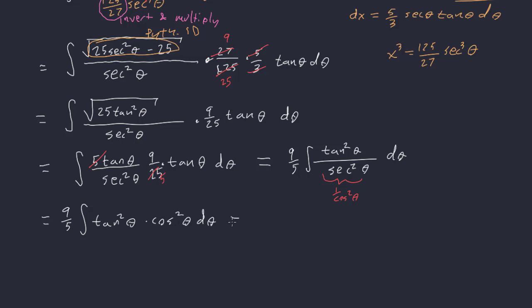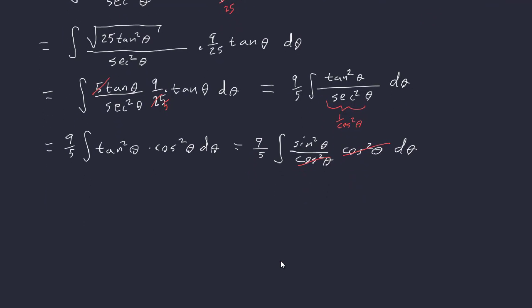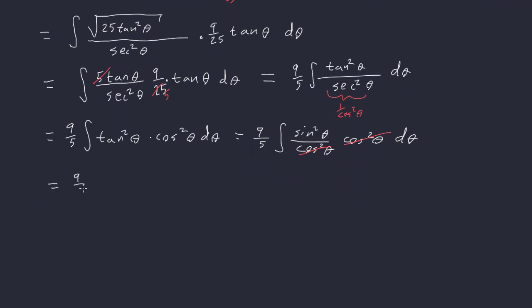And this helps us because tan squared theta we can rewrite as sine squared theta over cosine squared theta. I chose this way of rewriting these things so that stuff cancels. So those cosine squareds cancel for us, and now we just have an integral in terms of sine. So we have 9/5 integral of sine squared theta d theta. There are other ways you could go about it.